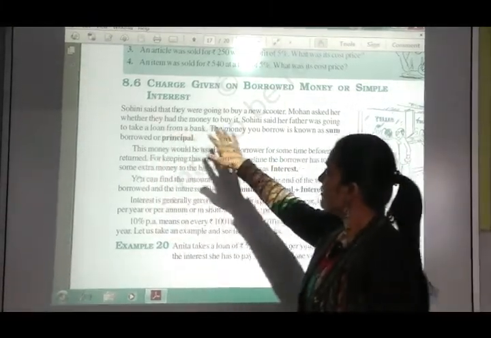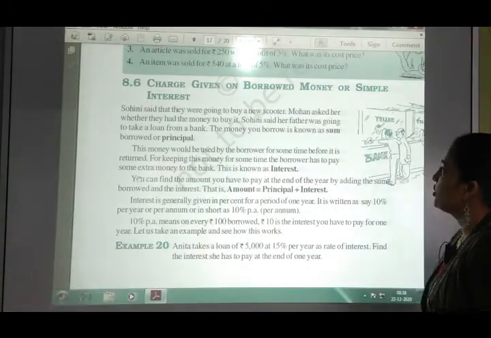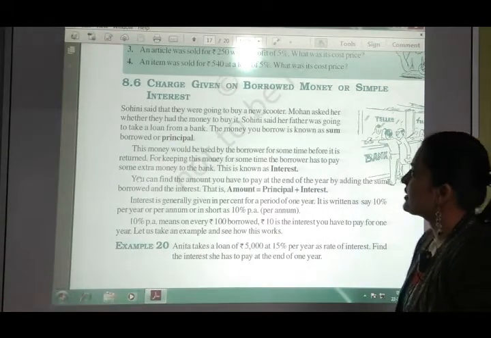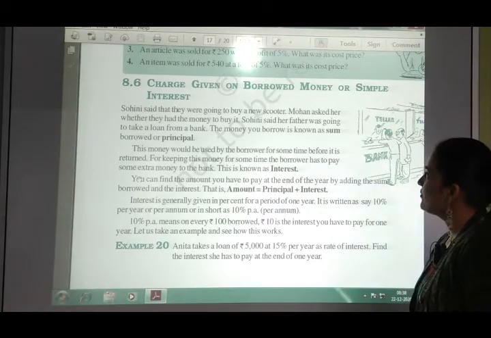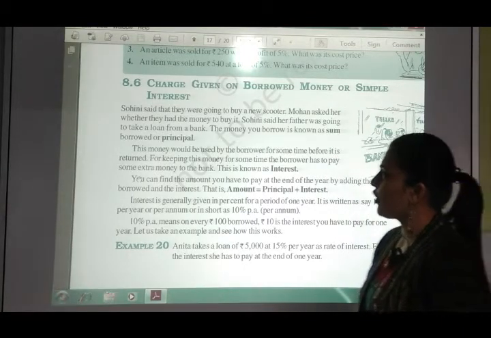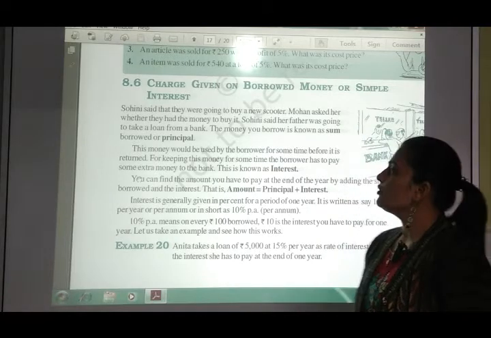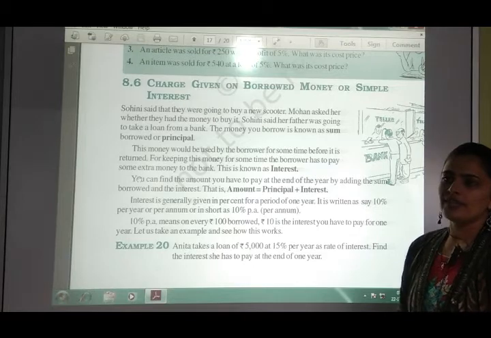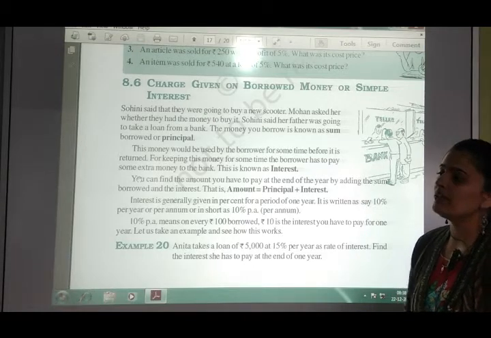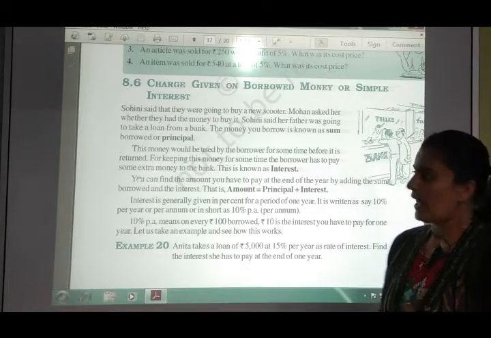Sohini said that they were going to buy a new scooter. Mohan asked her whether they had the money to buy it. Sohini said her father was going to take a loan from a bank. Now they want to buy a new scooter, but they don't have that much money. So what will they do? They will borrow some money from the bank.